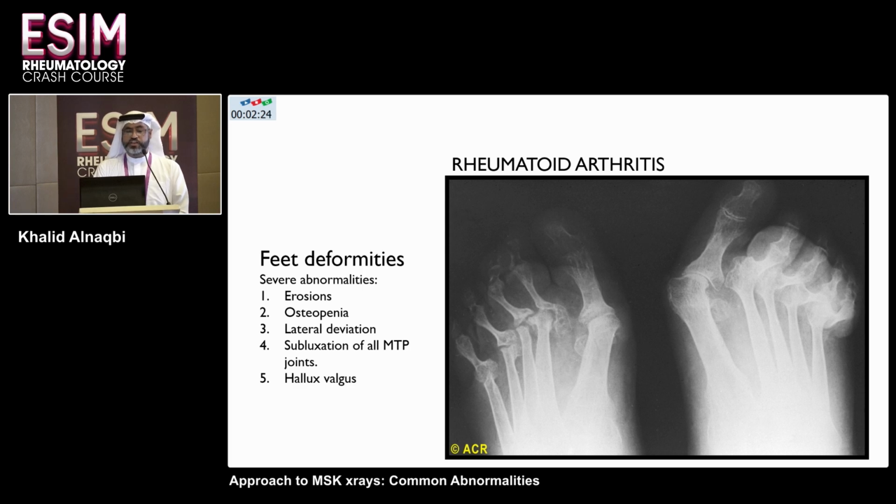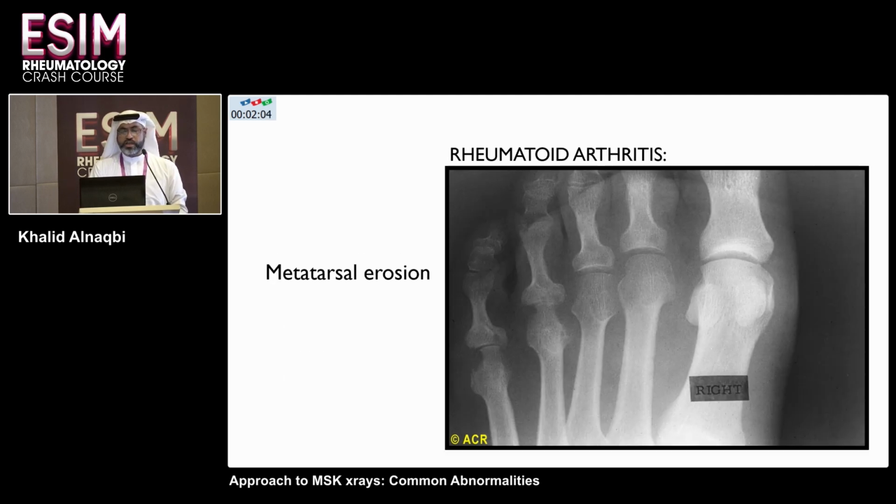Finally, the feet deformities, severe abnormalities, and you can see subluxation of all metatarsophalangeal joints, and there is hallux. Hallux is like this, hallux valgus. There is obviously osteopenia and erosions and lateral deviation. Classic rheumatoid arthritis that we rarely see, but in elderly women who have not been treated before. That's metatarsal erosion here. You can see different. It's totally different compared to that one. It's eaten up because of the uncontrolled disease.